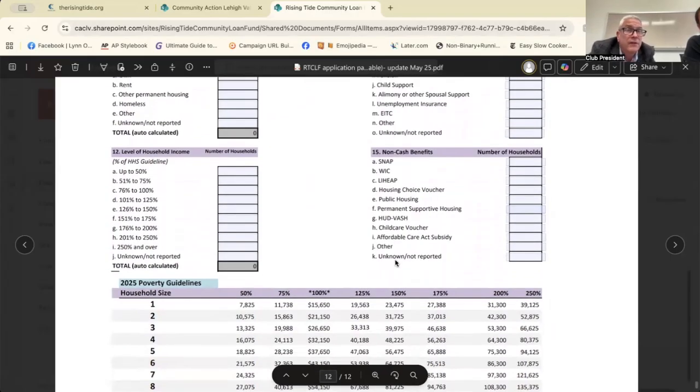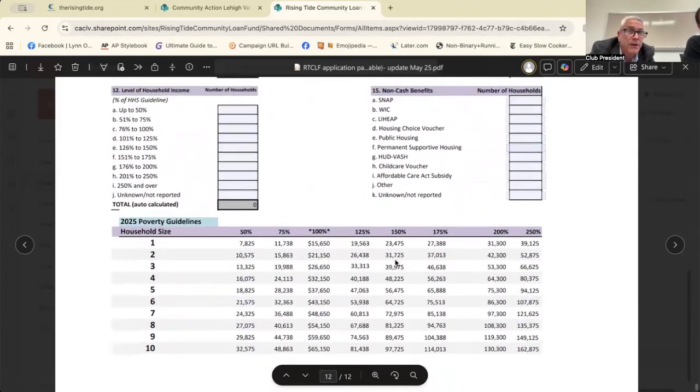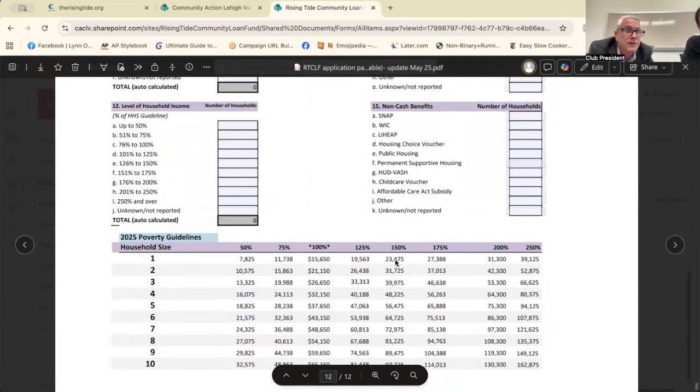So, okay, the level of household income. This is interesting because when I saw it the first time, it was a little bit confusing, but maybe you can walk me through it. So what I'm going to do is add up the number of how much money comes into my house total. Correct.